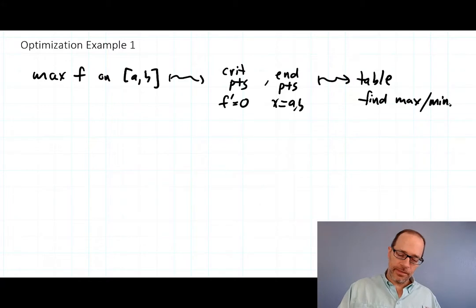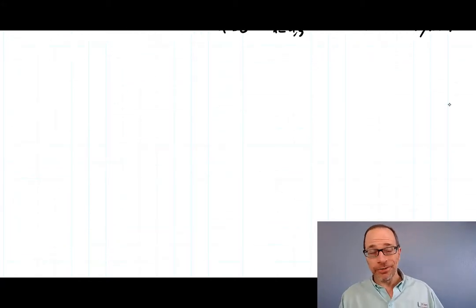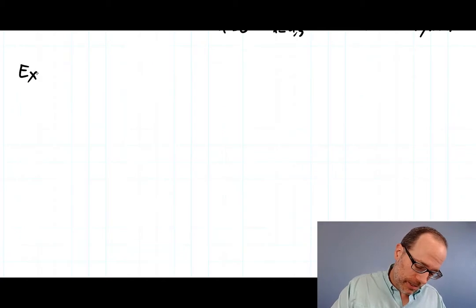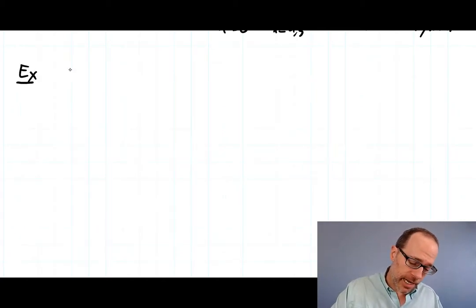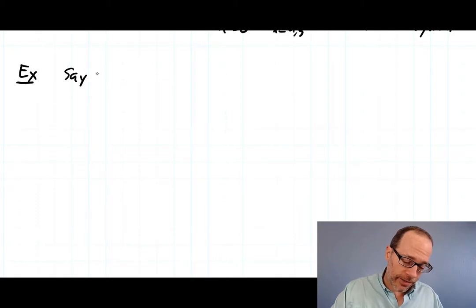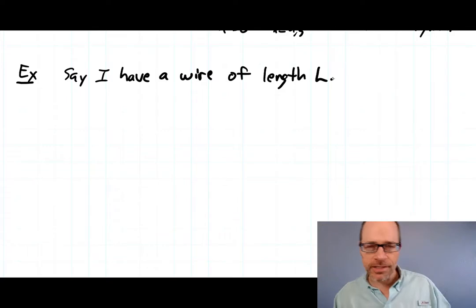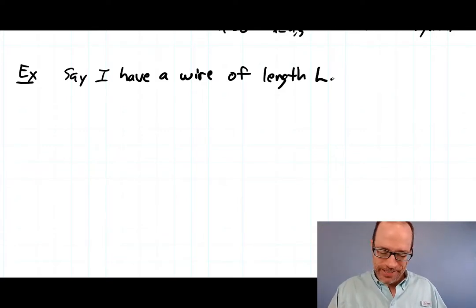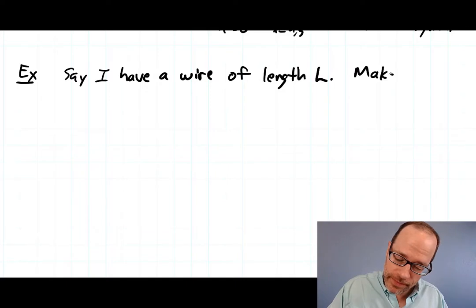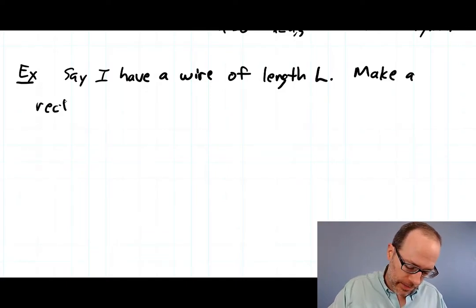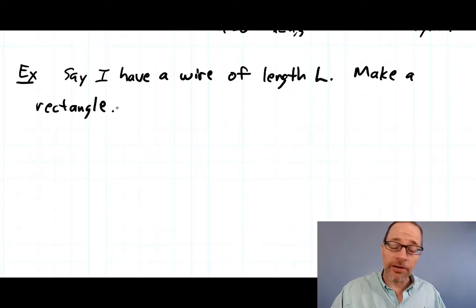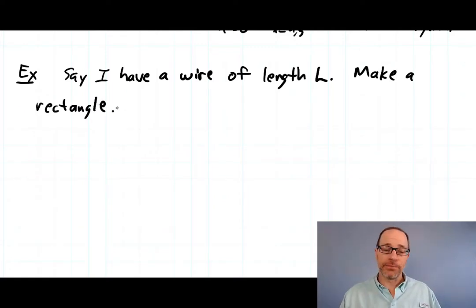All right, so as I said, these problems are usually story problems. So here is the first example. Say I've got a wire of length L. You can say meters, kilometers, inches, I don't care. Anyway, I want to make a rectangle from that. And I want to find what are the dimensions to give me the maximum area.